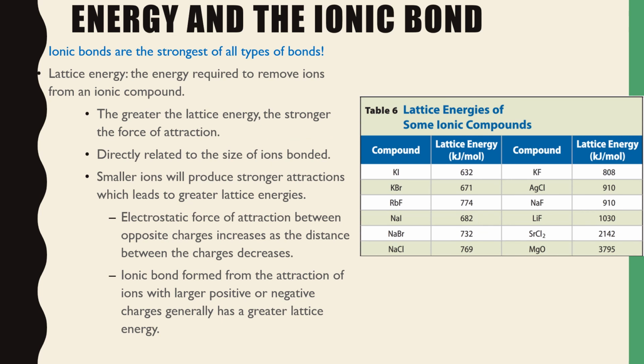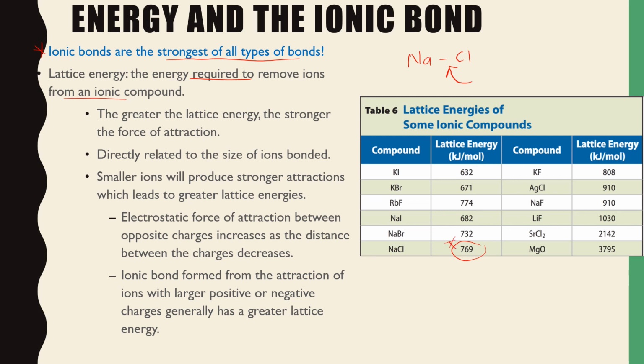And last but not least, ionic bonds are the strongest of all types of bonds. And the lattice energy is the energy required to remove ions from an ionic compound. So if I have this attractive force between sodium and chlorine, it's how much energy does it cost to separate those 2 ions apart. So for Na and Cl, it costs 769 kilojoules to break apart this attractive force. The greater the lattice energy, that's this number here, the stronger the force of attraction.